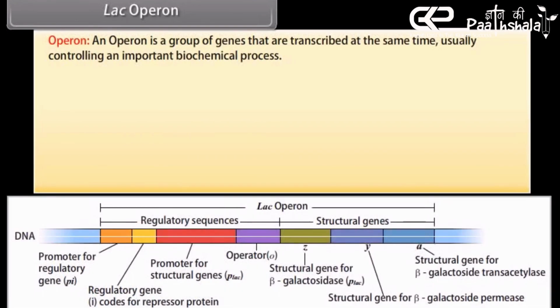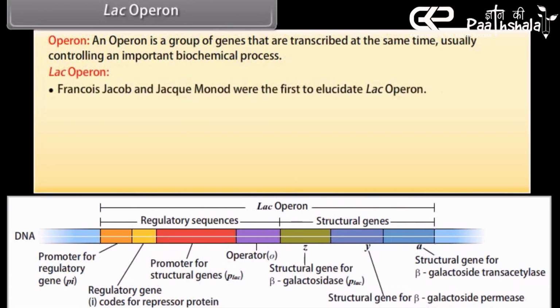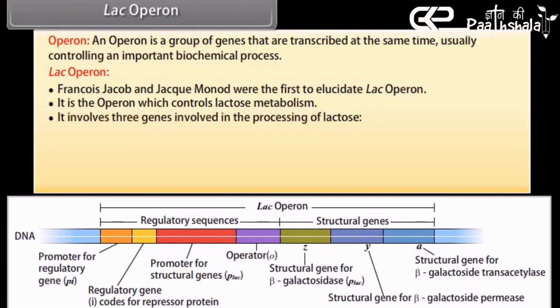Lac operon. An operon is a group of genes that are transcribed at the same time, usually controlling an important biochemical process. Francois Jacob and Jacques Monod were the first to elucidate lac operon. It is the operon which controls lactose metabolism. It involves three genes involved in the processing of lactose.